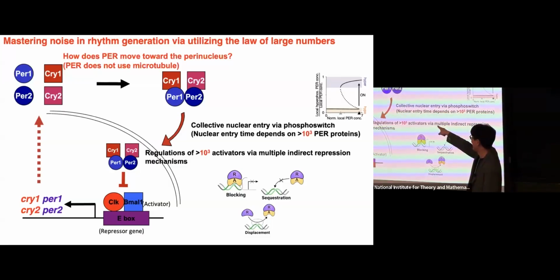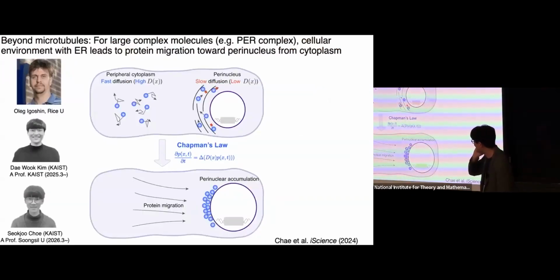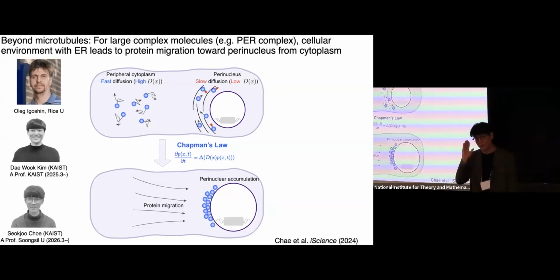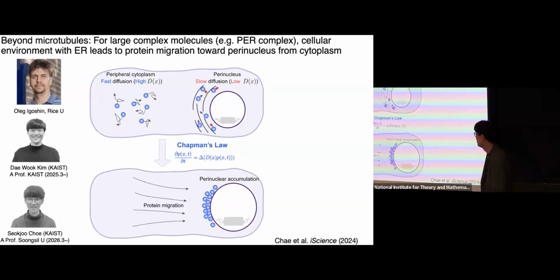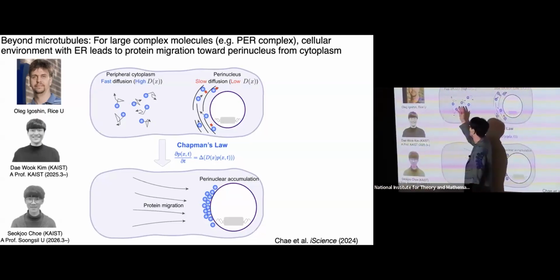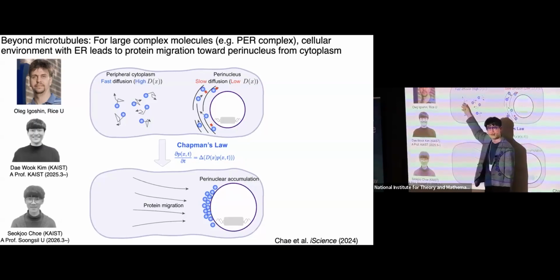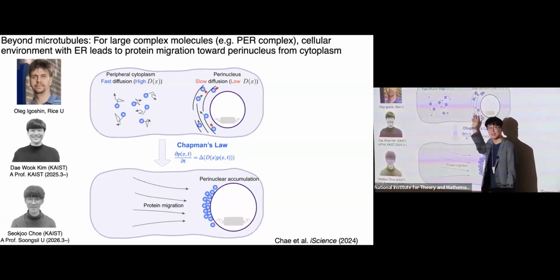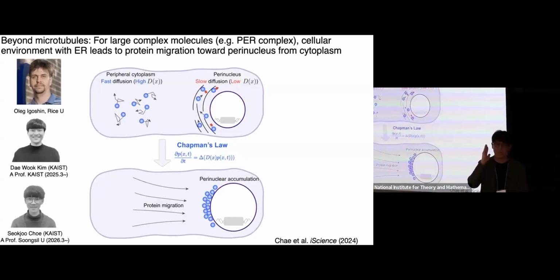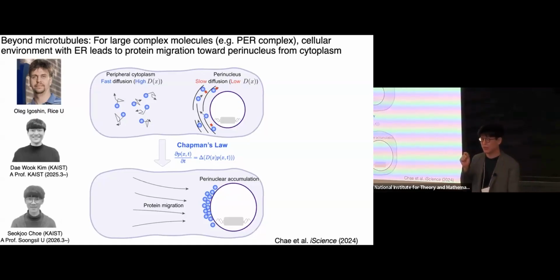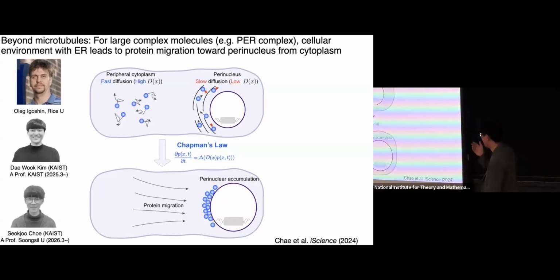The next step is something I didn't talk about: how they actually move toward the nucleus, the perinucleus. One summary is this. What we found is that PER protein doesn't use the microtubule to go to the perinucleus. They move by pure diffusion. But how they make the advection towards the nucleus is, in the cell, far away from the nucleus there is very high diffusion, but near the nucleus there is slow diffusion. This difference in diffusion then makes a natural advection along the gradient towards the nucleus, but that is only true for big molecules. For small molecules, the diffusion coefficient is the same across the cell. Only big molecules are different, but PER molecules are very big. So we found that this is the way to make the natural movement toward the perinucleus.